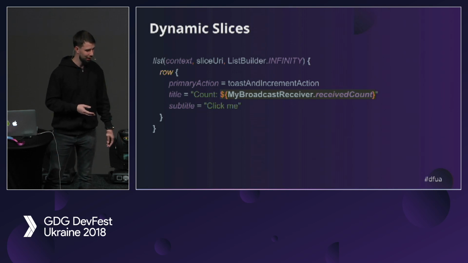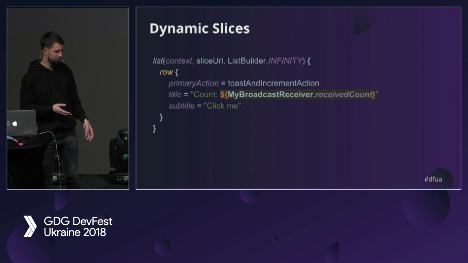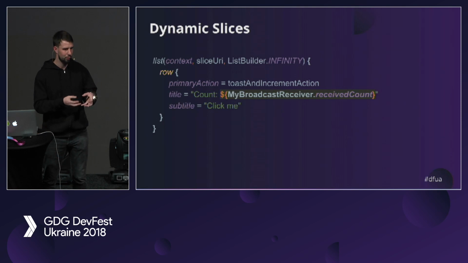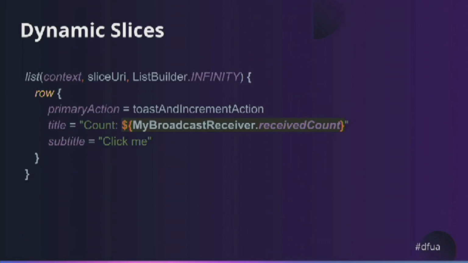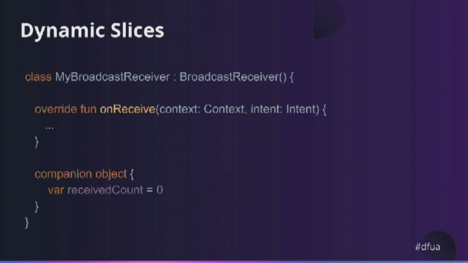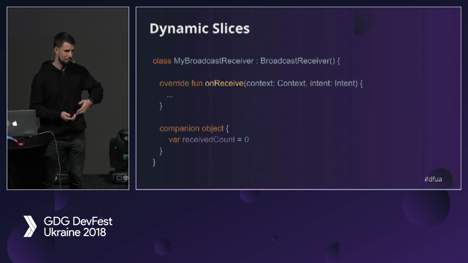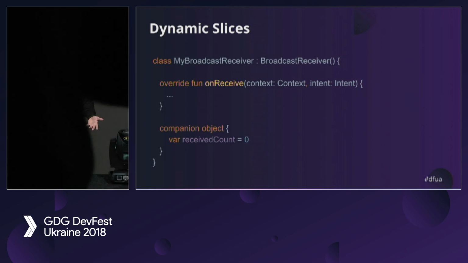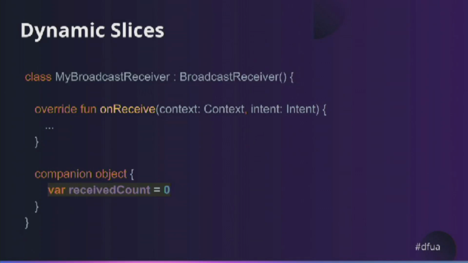So what we have here is a layout, which has an action. We will click on it, and it will push to the broadcast receiver. And then we are trying to get our data from our broadcast receiver in this way. So what happens in the broadcast receiver? Here is our great production-grade repository of data with one field, receiver count. What we are doing here is we just increment this field and provide it back to the slice. So the slice can modify the UI.